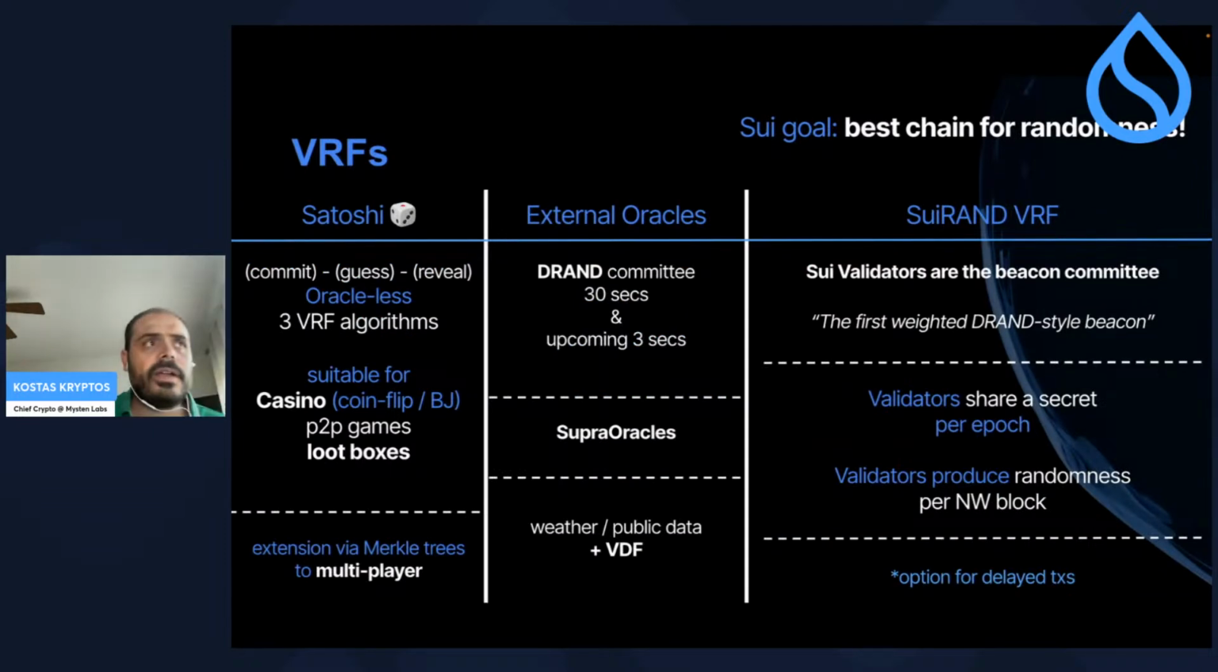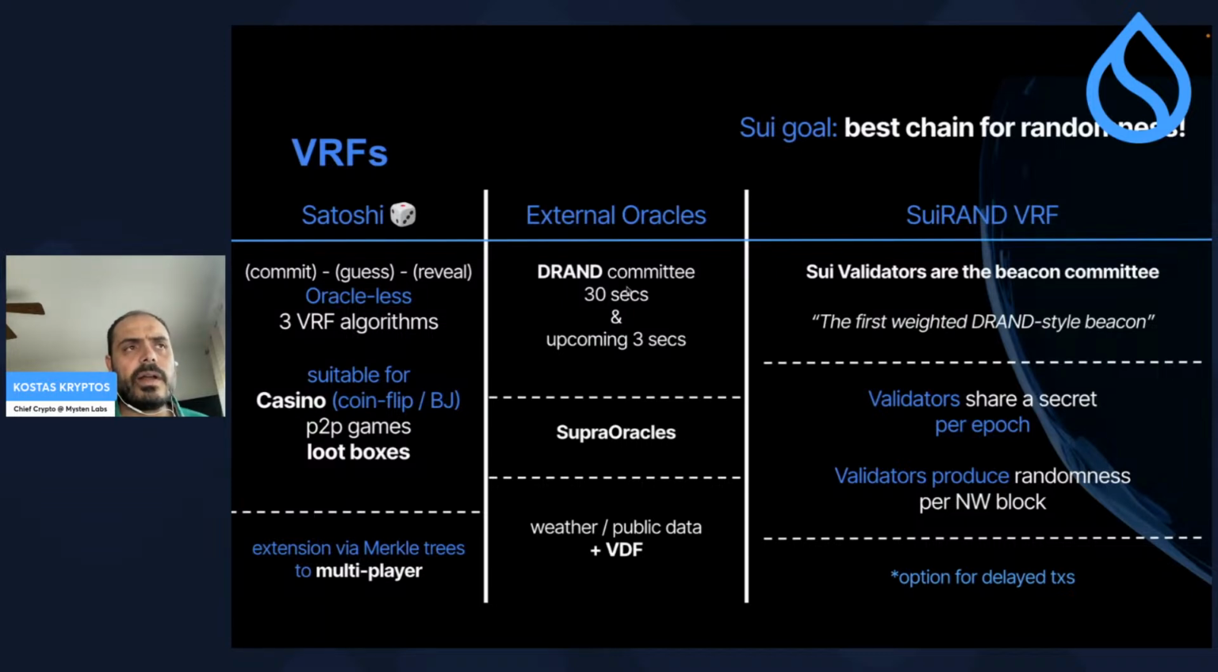Randomness, what do we have today, right? Today we have the commit-guess-reveal. What does it mean? I will explain in a different slide, but we have 3 algorithms that are supported in SUI, and you can build casinos, P2P games, loot boxes. If someone is building a casino in SUI, reach out to me. The tools that you have, you will realize are very, very useful, and very quickly you can have a transparent casino. And these are typically some of the best applications in all of the blockchain space. We can even extend this to multiplayer.